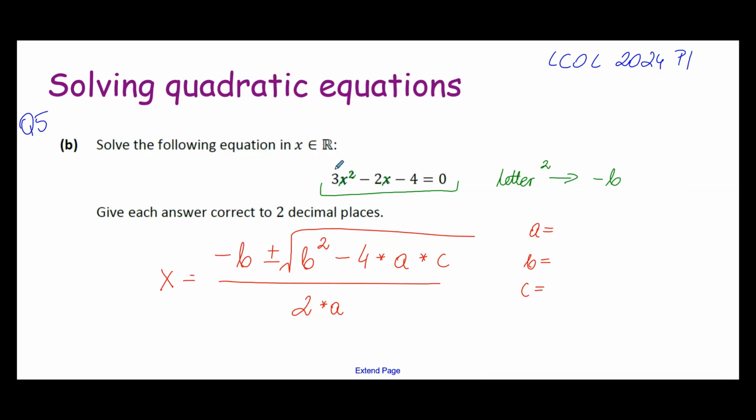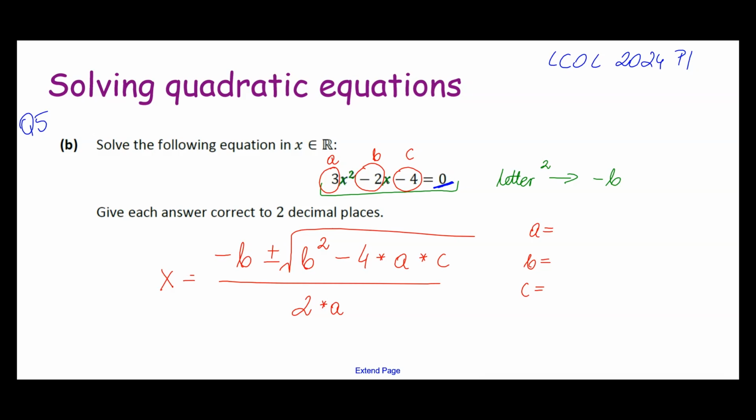So a is the number that stands beside the letter to the power of 2. In this case, that will be 3. b is the number that stands beside x with no power, or power of 1. So in this case, minus 2. Don't forget, it's not just 2. It's minus 2. That minus always comes with the number. And c is the number that doesn't have any x beside it. Now, you have to only remember one thing, that always make sure that there is nothing on the other side of the equation, meaning 0.